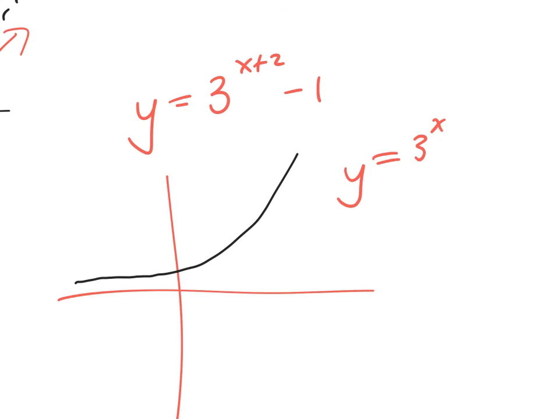Okay, good. Now, do you get this one's been moved? And what does that mean? The 2. Left 2. What does this minus 1 mean? Down 1. So this whole graph would be moved left 2 and down 1. What if, though, I didn't want that? I wanted its inverse. You switch x and y around.